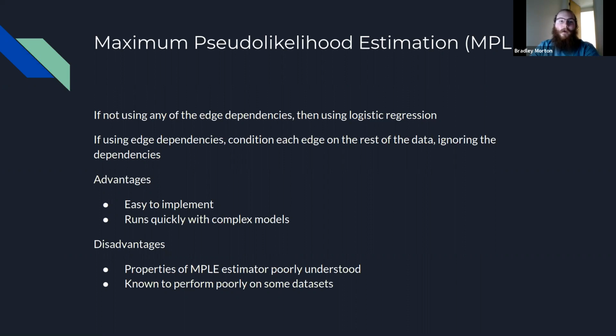The first I'll be talking about is maximum pseudo likelihood estimation, abbreviated MPLE. And so here we are conditioning each edge on the rest of the data, and we're just kind of ignoring that the dependencies exist. And this ends up being pretty straightforward to implement, and you can run it quickly with complex models and lots of data. But the problem is that we're ignoring this feature that we know is in the data, and this comes with downsides. So the MPLE estimator has properties that are just not very well understood, and there are known data sets where the true parameters are known that it tends to perform pretty poorly on.